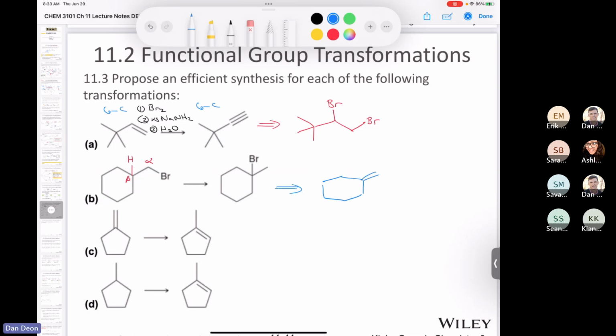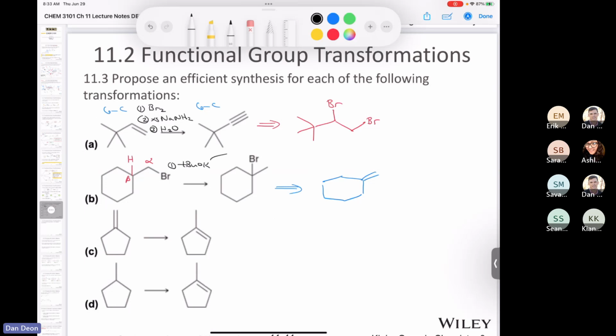Now, can we do an elimination to remove that proton to make the alkene? Yes, and there's many bases that we could use for the first step. You could use t-butoxide, you could use DBU, DBN. And the reason you'd want to use a hindered base here, even though there's only one type of proton, is because you want to suppress any SN2, right? Because this is a primary alkyl halide. You do not want SN2. So I'm going to put here t-butoxide.